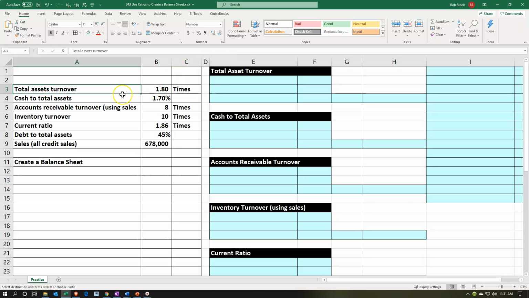Okay, so we've got our information on the left. We've got the total asset turnover, the cash to total assets, the accounts receivable turnover, inventory turnover, current ratio, debt to total assets, and the sales number. Note that as we start thinking about the balance sheet, you might start to think of this situation. If they ask for a balance, for example, if accounts receivable is on the balance sheet, how can I then use these numbers to create the accounts receivable?